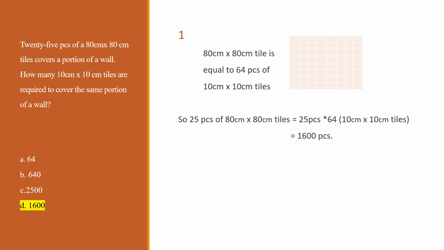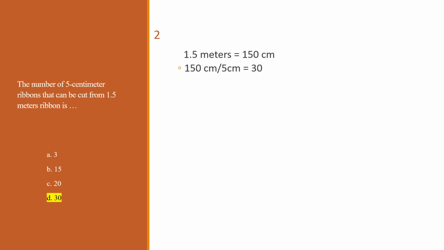And so for 25 pieces of the 80 centimeter by 80 centimeter tiles, that would be equal to 25 pieces times 64 pieces, or 1,600 of the 10 by 10 tiles. For number two, we are required to find the number of 5 centimeter ribbons that can be cut from a 1.5 meter ribbon.